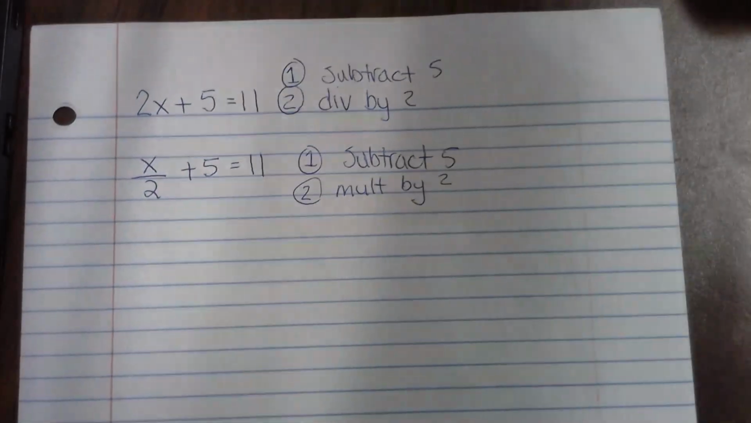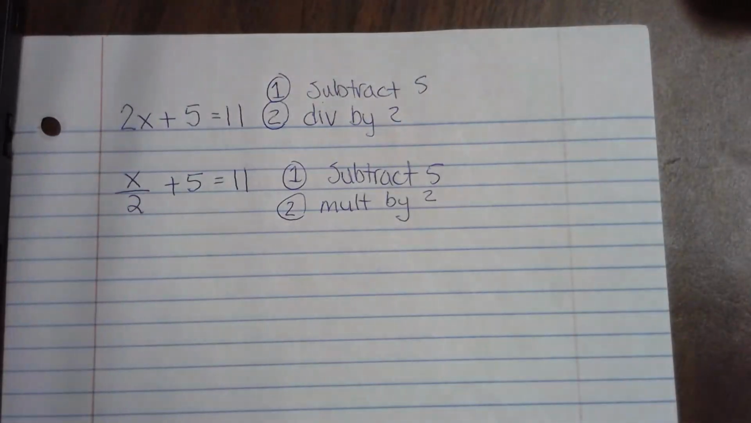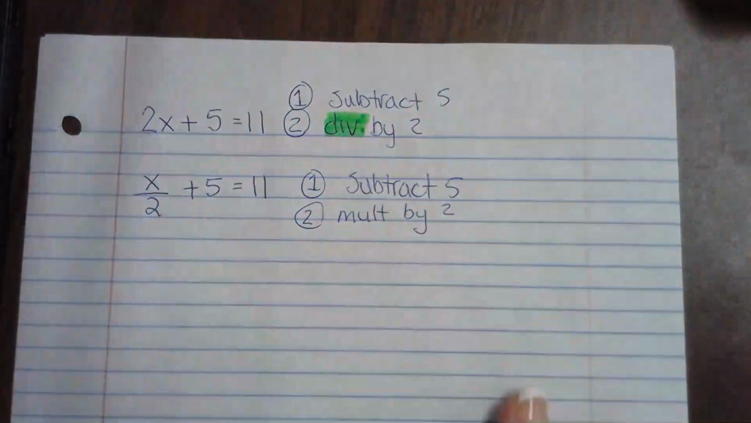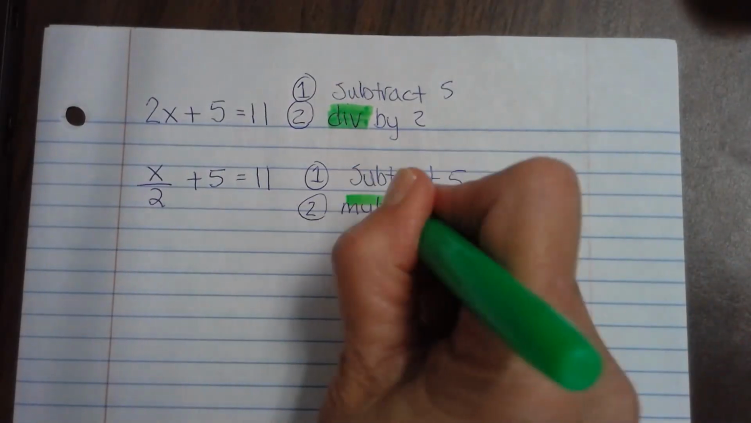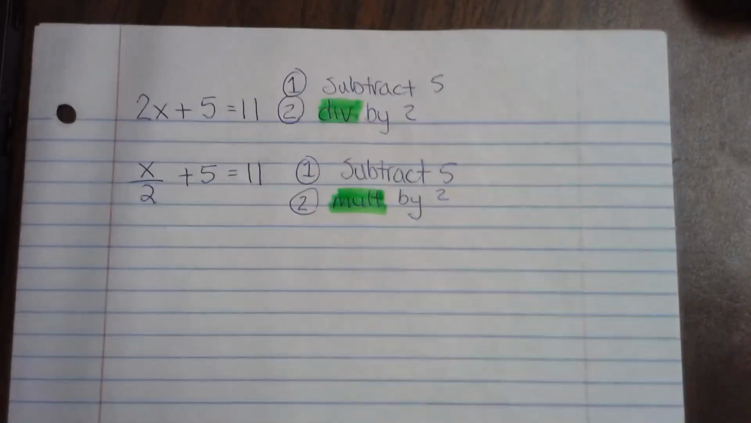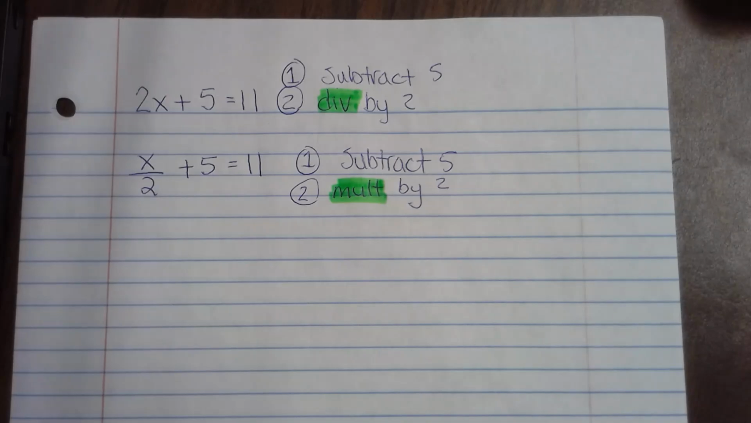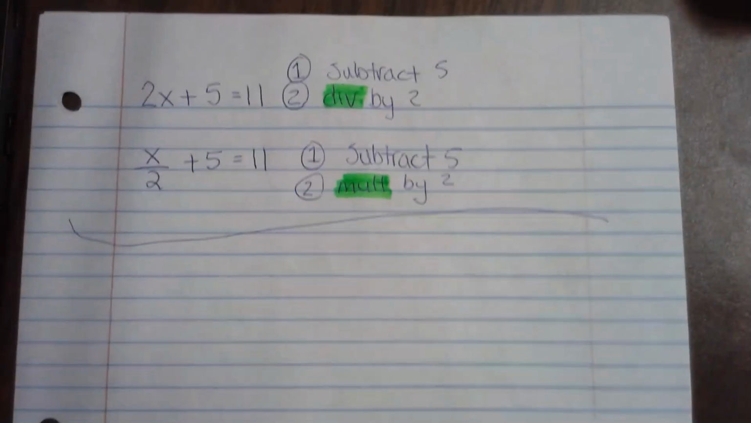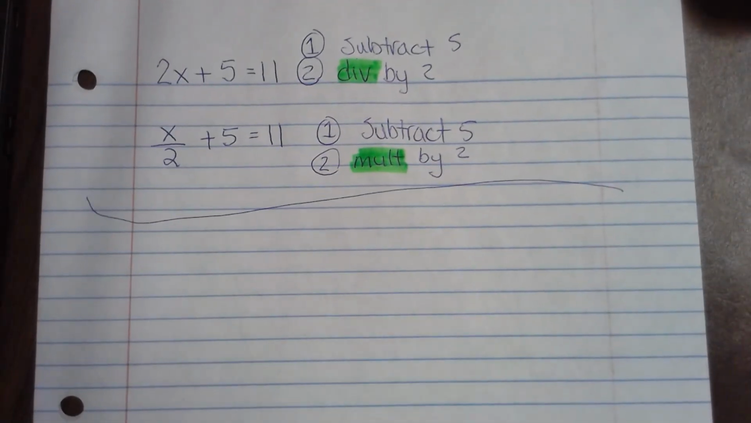Okay, and because I love highlighters, notice for this one, our second step would be to divide by 2, but here, our second step is to multiply by 2. And great job, y'all, and that's what I wanted y'all to see. So we're going to do a couple of these, okay? And then I might add a funky one in there. Okay, are we good so far?